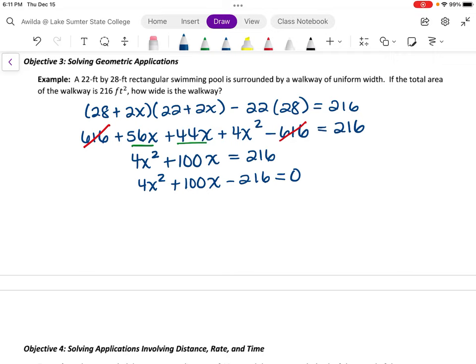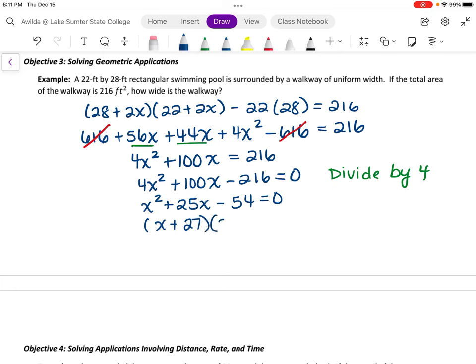One of the things that I notice here is that we can simplify this equation by dividing by 4. 4, 100, and 216 are all multiples of 4. So if we divide by 4, as long as we do so on both sides, we will have an equivalent equation. So we'll get x squared plus 25x minus 54 equals 0. This is going to be a lot easier for us to factor. x squared plus 25x minus 54 factors as x plus 27 times x minus 2.